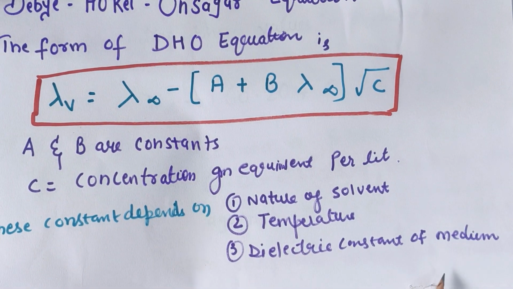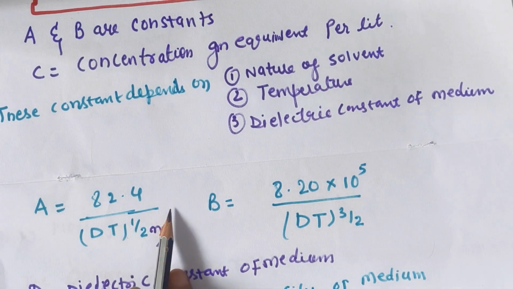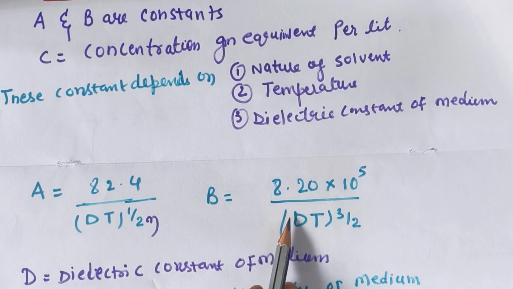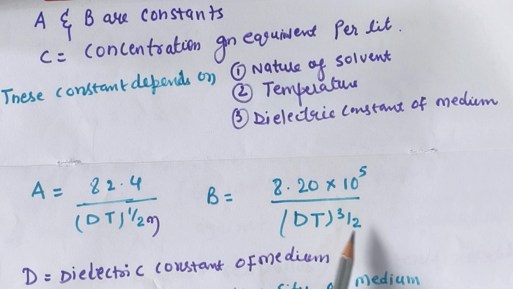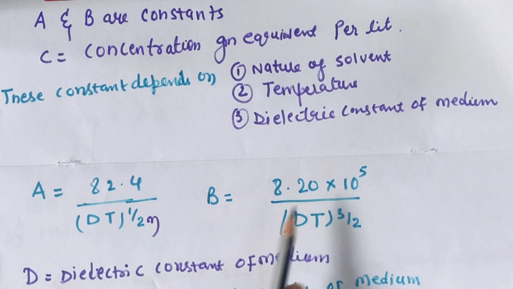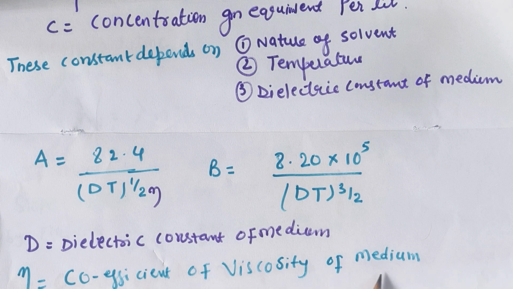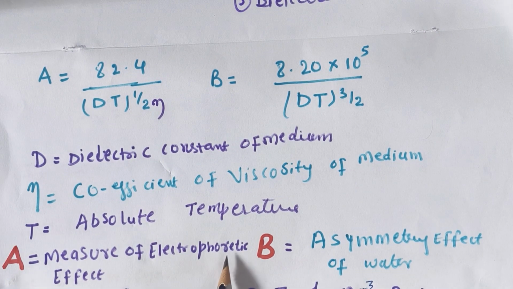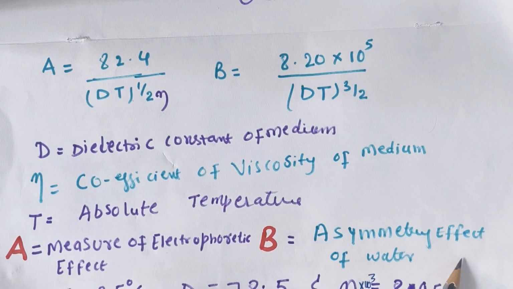the dielectric constant of the medium. The value of A is 82.4 divided by (DT)^(1/2) eta, and the value of B is 8.20 into 10 to the power 5 divided by (DT)^(3/2). You have to learn these two values. D is the dielectric constant of the medium, eta is the coefficient of viscosity of the medium, T is the absolute temperature, A is the measure of the electrophoretic effect, which we will study in detail, and B is the measure of the relaxation (asymmetric) effect.